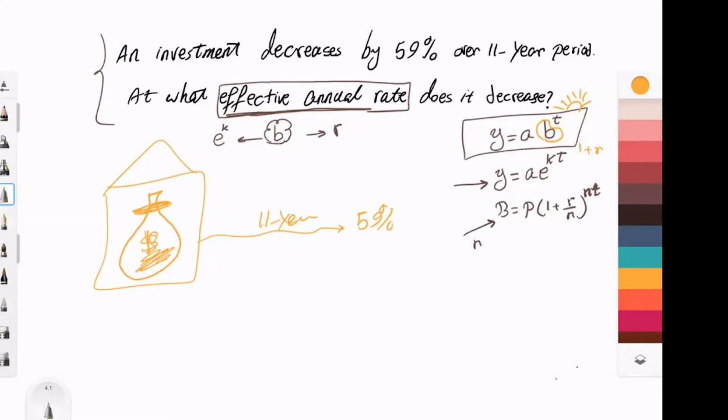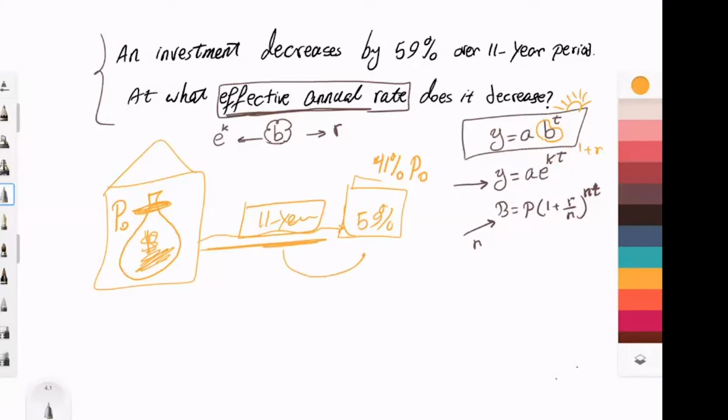So this is very important. So decreases after 11 years. That means let's say this is my initial value. I'm going to call it P naught. Usually they label like this. After 11 years, how much of P naught are we going to have? We're going to have 41% of P naught. Correct? So after this 11 years, we're going to have this much.